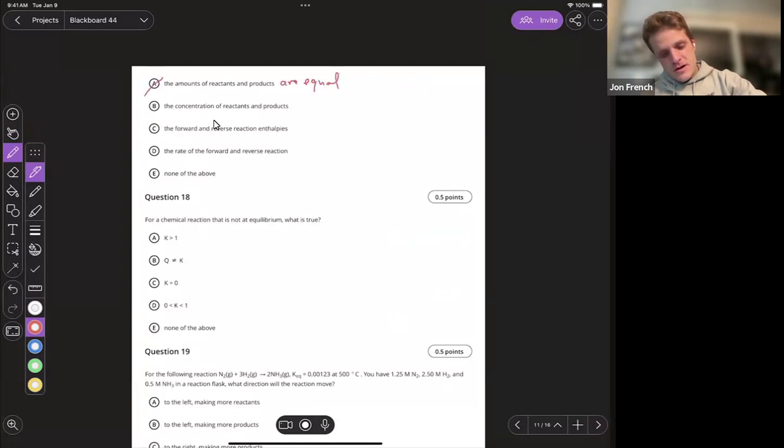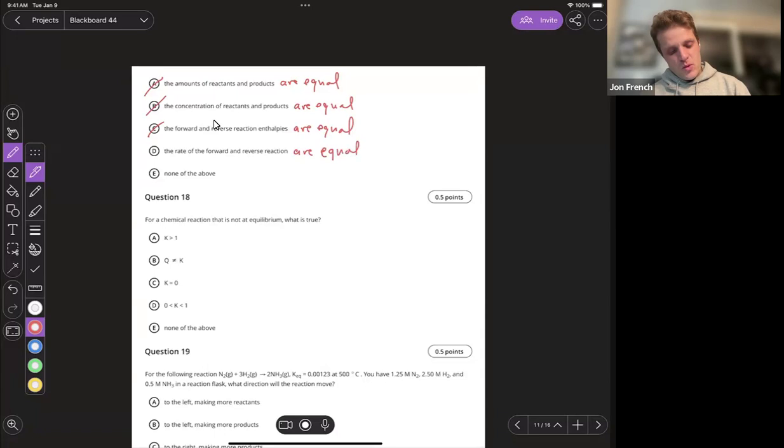That is not true. Right, that is not true. Concentration of reactants and products are not equal. The forward and reverse reaction enthalpies, the delta H, we didn't talk about that. That's not true. And then the rate of the forward and reverse reaction are equal.